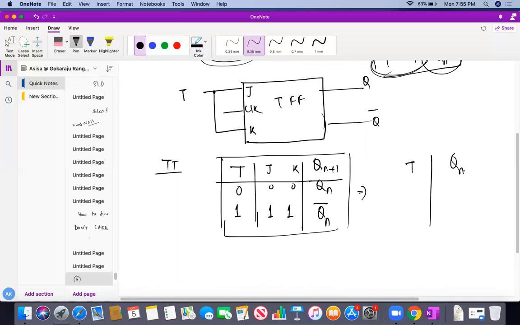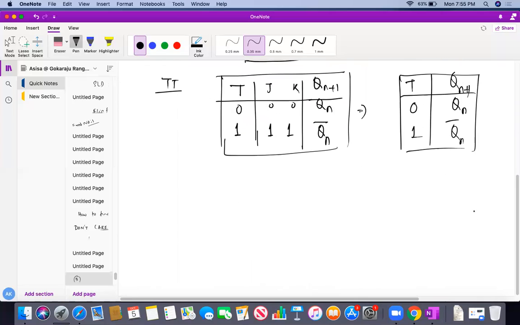T and Qn plus 1. If T is 0, Qn plus 1 is Qn. If T is 1, Qn plus 1 is Qn bar. Okay, any doubt on this? Understand? So this is my truth table, and finally how can we draw it? We have just taken a JK flip-flop and shorted J and K. So I have got it like this.